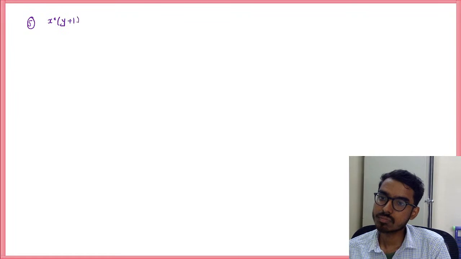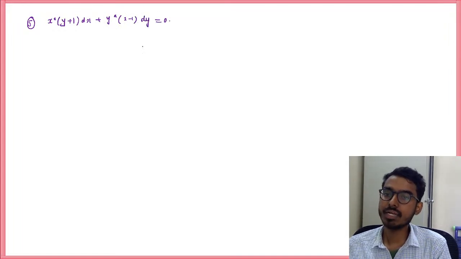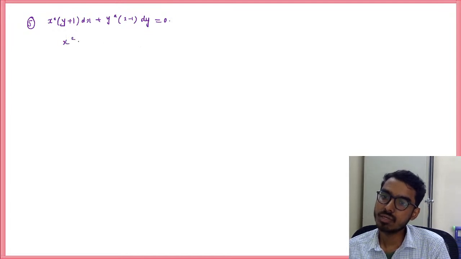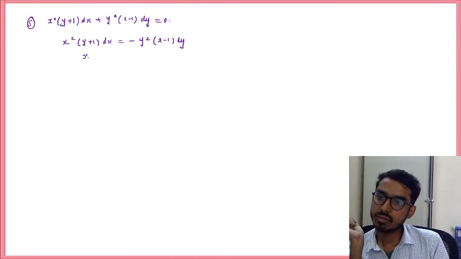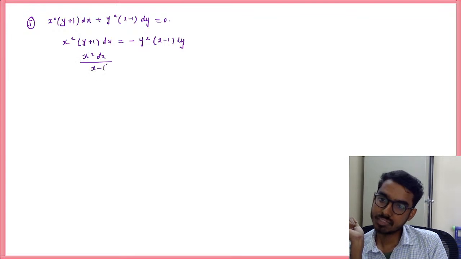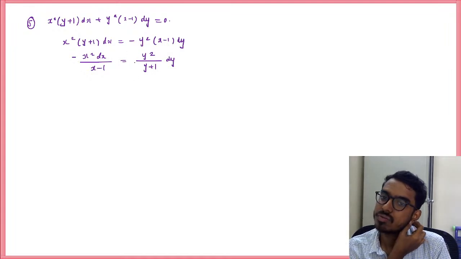x square into y plus 1 dx plus y square into x minus 1 dy is equal to 0, right? So let us try to bring x square into y plus 1 dx is equal to minus y square into x minus 1 dy. So x square dx divided by x minus 1 is equal to minus y square by y plus 1 dy, right? Let's keep minus here. Now integrate this.